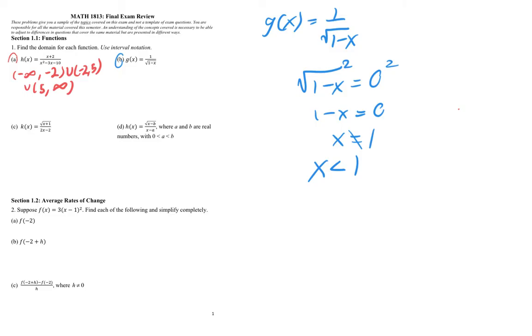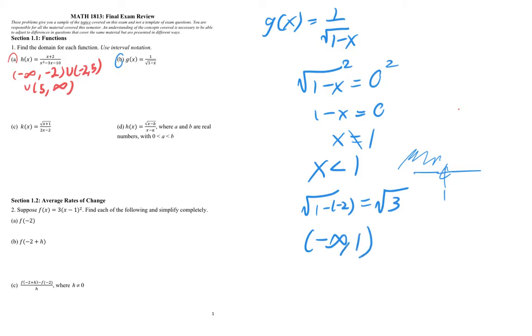If we try anything less than 1, let's try negative 2, we'll have the square root of 1 minus negative 2, which is going to give us the square root of 3, which is a positive value, which is fine, right? So what we're going to do is draw a little number line here at 1. 1 doesn't exist, and we know we can only exist this way, right? So we're going to say that from negative infinity to 1 is our domain.